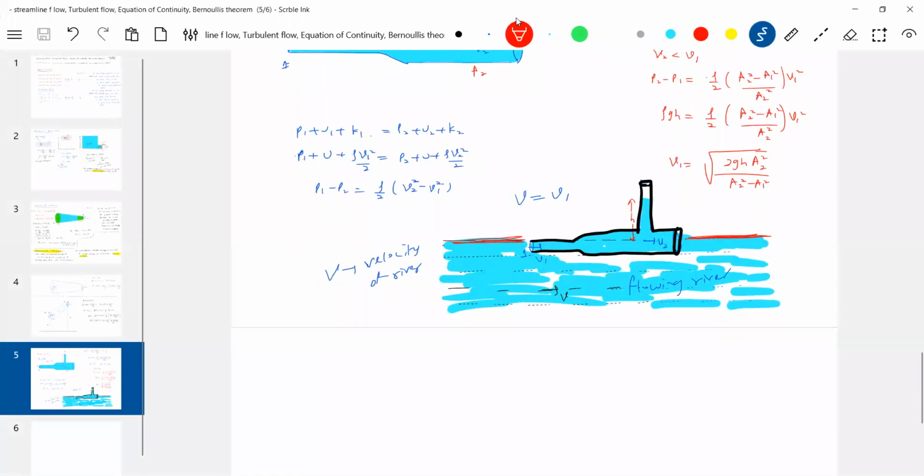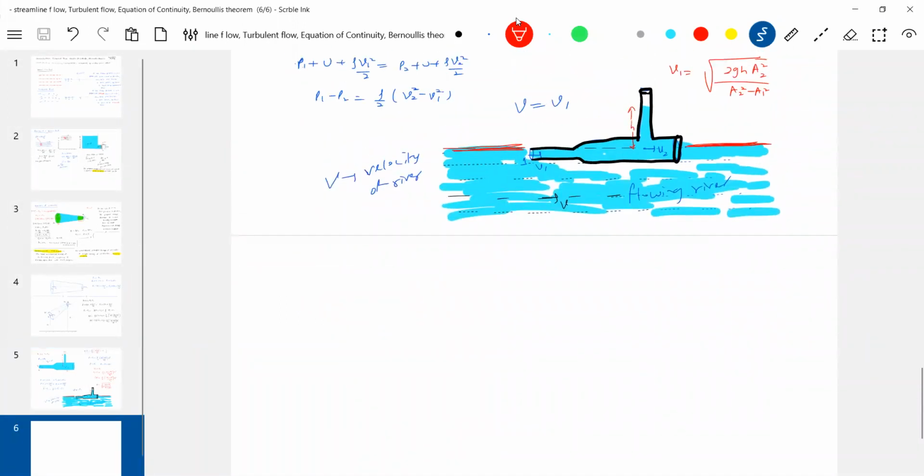Completed. So next we'll go for the next condition. And this is about the venturimeter.